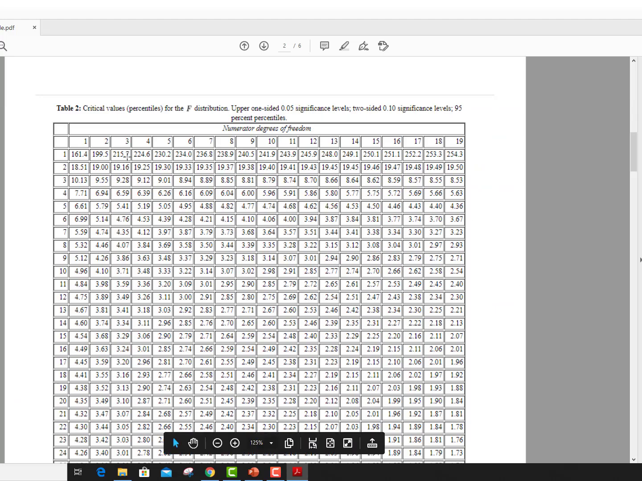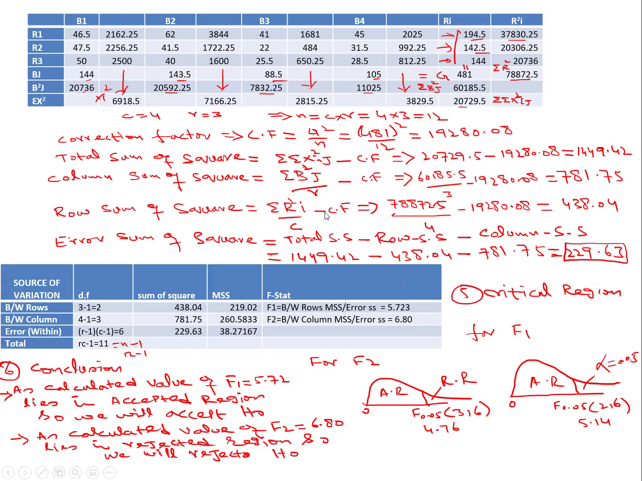So you can see this is our F table. We are looking for 0.05. Our numerator degree of freedom, which is basically for the rows, is 2 and the denominator degree of freedom is 6. So you can see this is 5.14. So we will write this 5.14 in the figure.